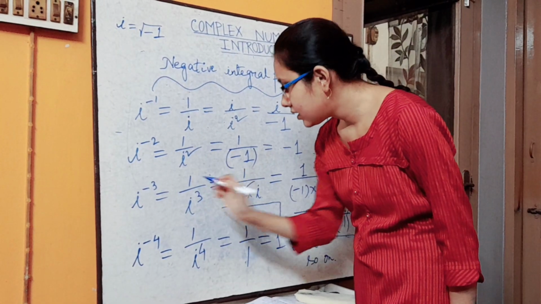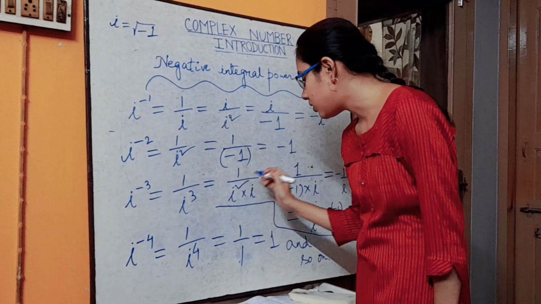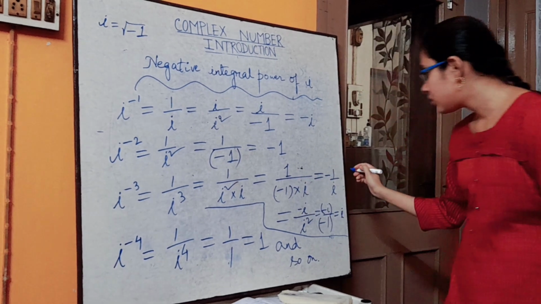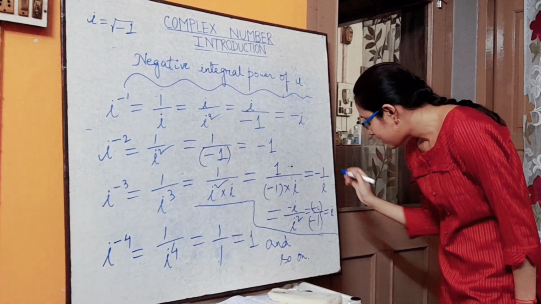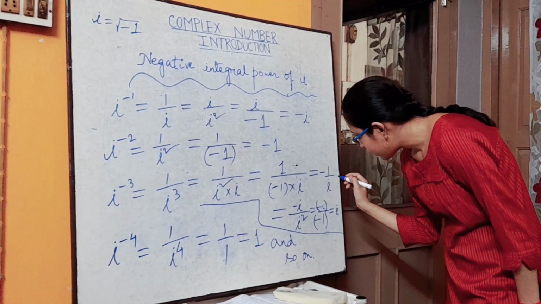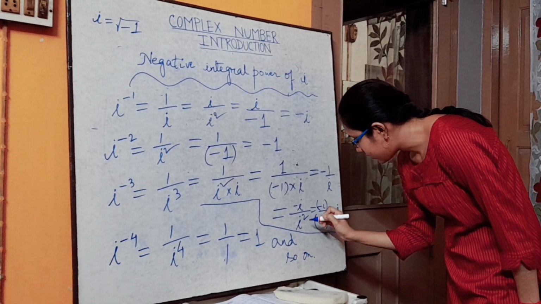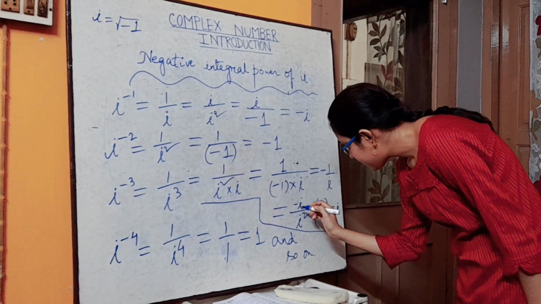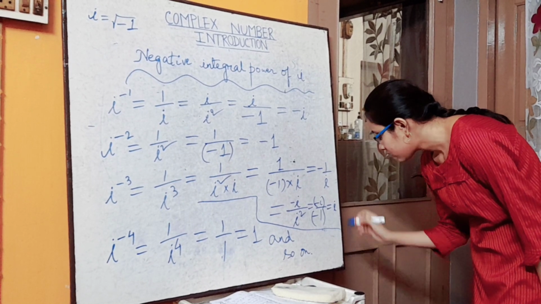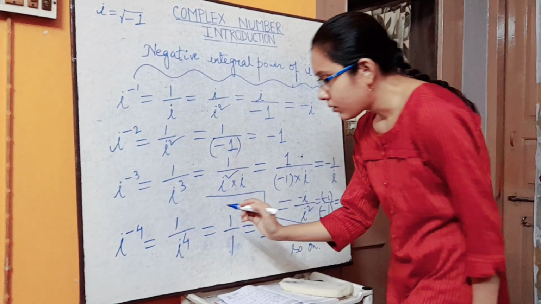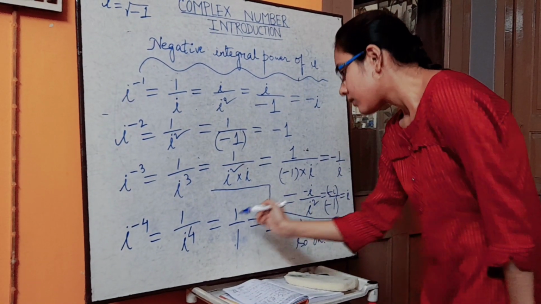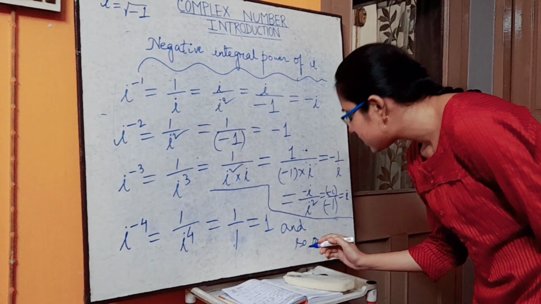i to the power minus 3 is equal to 1 by i to the power 3, is equal to 1 by i square into i, is equal to 1 by minus 1 into i, is equal to minus 1 by i. But we cannot leave it in this form; we have to eliminate i in the denominator. So we multiply it by i in the numerator and in the denominator also. So this becomes minus iota by i square, is equal to minus i by minus 1, is equal to i. i to the power minus 4 is equal to 1 by i to the power 4, is equal to 1 by 1, is equal to 1, and so on.